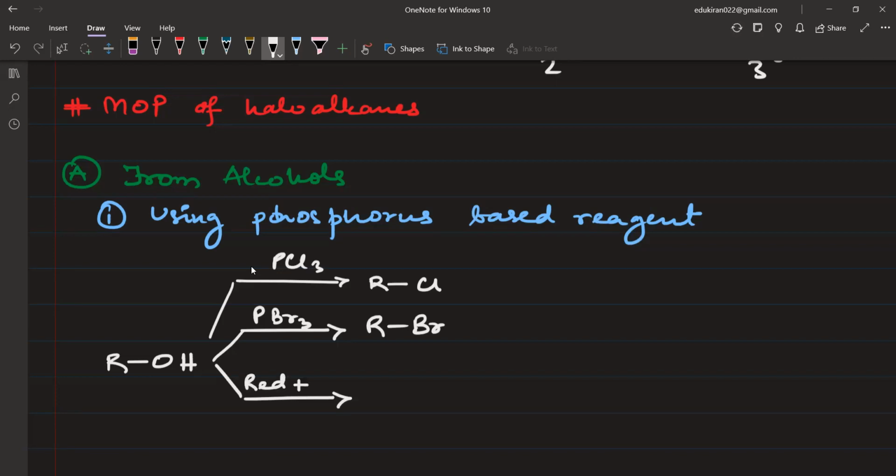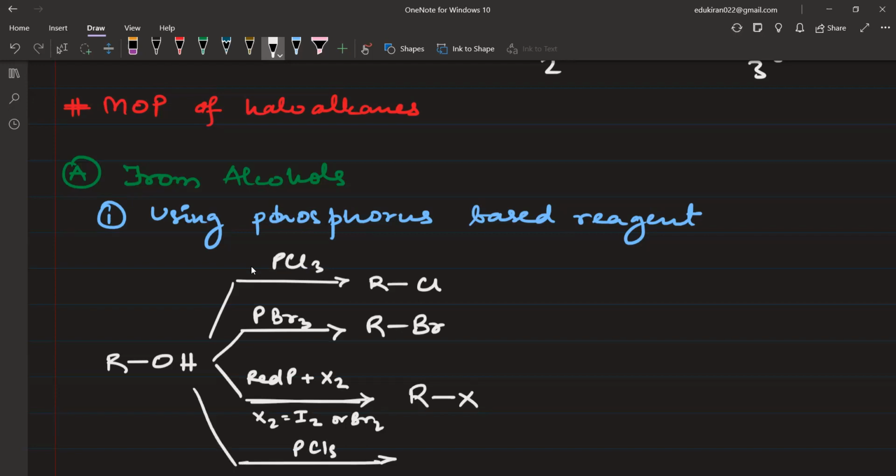Red phosphorus plus X2, and this X2 can be I2 or Br2. Arrows should always be larger than the content, so I will write the content first. It is going to give you RX, where X will be whatever halogen you are using, I2 or Br2. Right, next one, PCl5. What will we get here? R will be bonded to which halogen? Tell me. Cl. Very good.